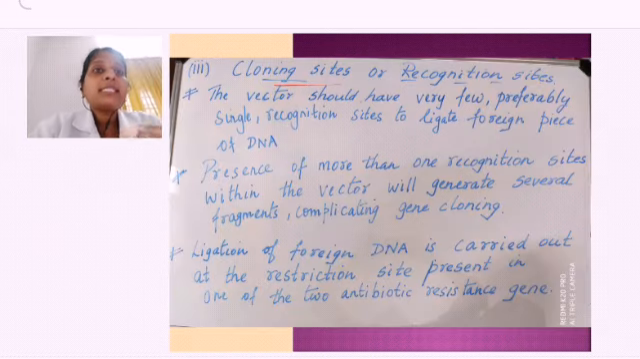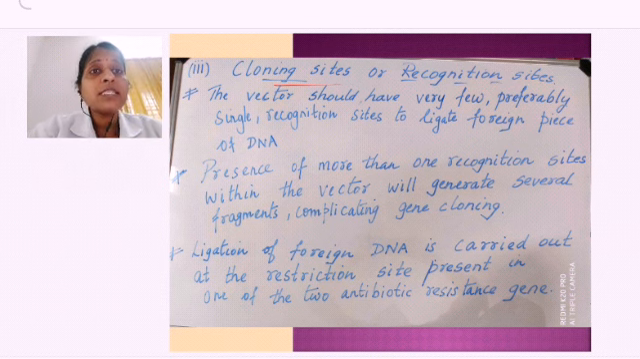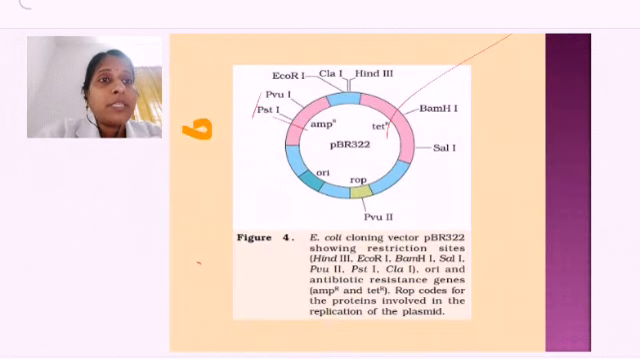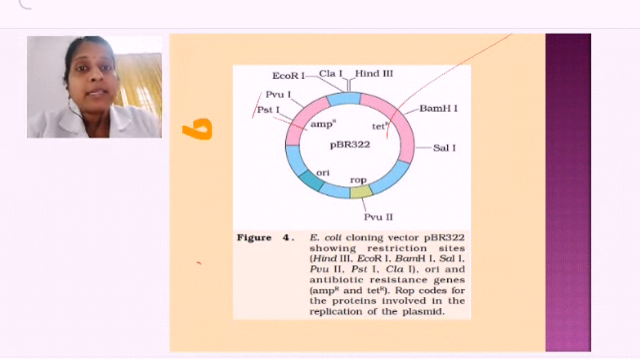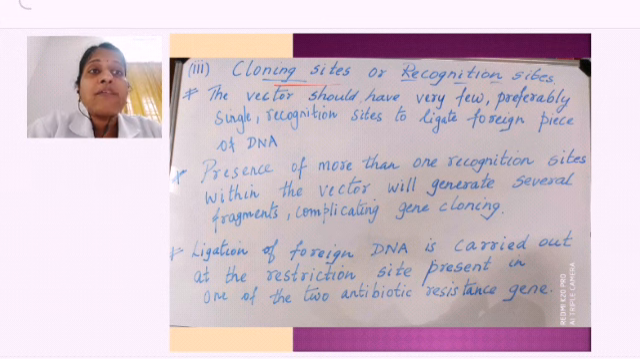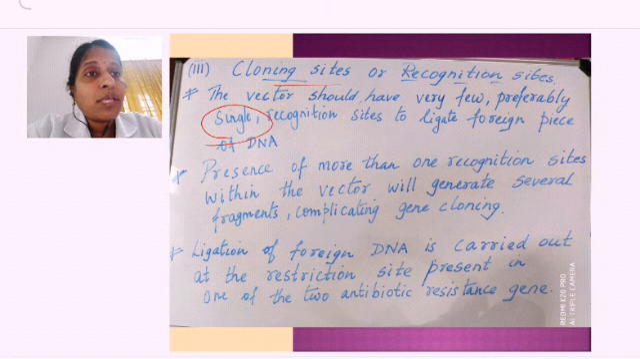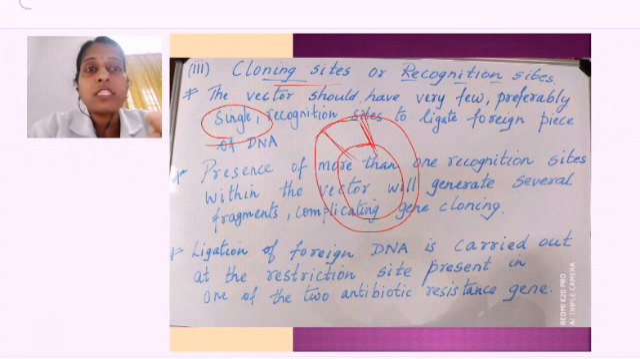Now moving on to the next important thing a vector should have: a cloning site or recognition site. So what is a cloning site and a recognition site? Listen. This is a vector, which means it should have a cloning site. So what is a cloning site? It should have only one cloning site. That is very important. So a vector should have very few, preferably a single, cloning site. For example, if I draw this plasmid, in this plasmid there should be only one recognition site. So this is the recognition site, imagine.